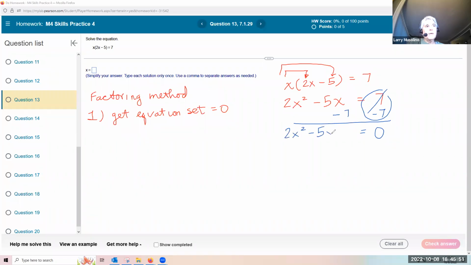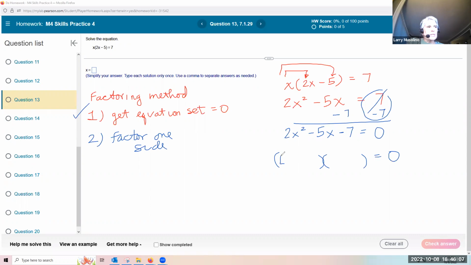All right, so I think we've got the equation set equal to 0, so step 1 is done. Step 2, factor the one side. This is going to be a little tricky, but let's try to factor this left side here. I'm going to try to factor as one parenthesis times another.